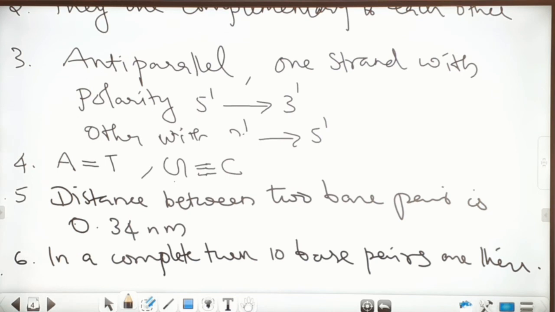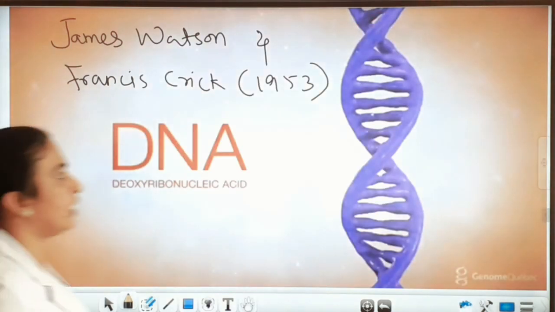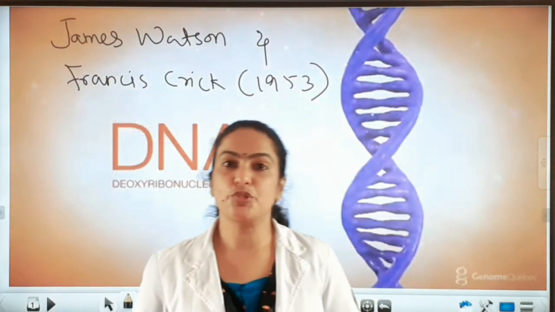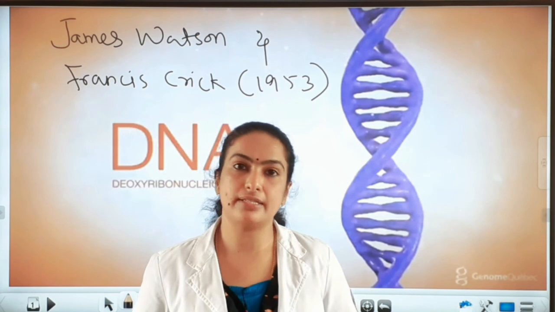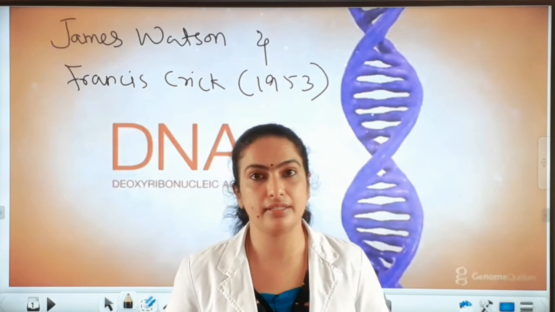Okay. So, these are the main salient features of the double helix structure of DNA proposed by James Watson and Francis Crick. Hope you understood everything about the salient features of double helical DNA.